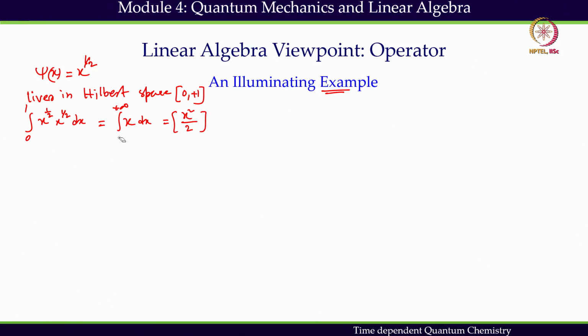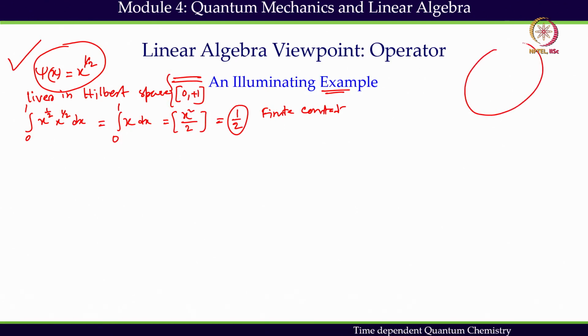So, within this limit, I would like to check whether I can construct quantum mechanics. Here we are considering the 0 to 1 limit, and this value is going to be half. This is a finite, positive constant. So, this function can live in Hilbert space, and for this limit I can use it in quantum mechanics only for this limit. I did not check for other limits. So, this is my Hilbert space.